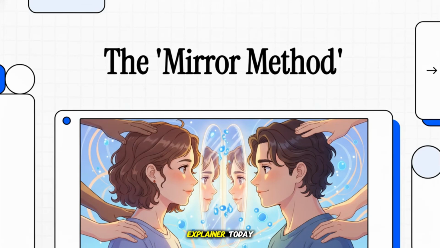Welcome to The Explainer. Today, we're going to break down a pretty controversial relationship strategy from our source material. It's called the mirror method. Now, it's presented as this powerful tool for dealing with conflict, but, as you're about to see, its approach is very specific. So let's get right into how it's supposed to work.